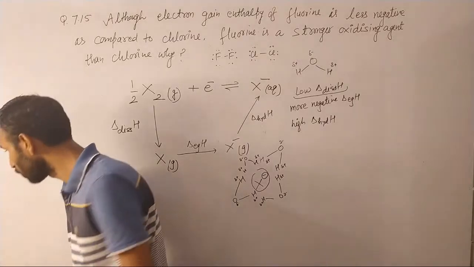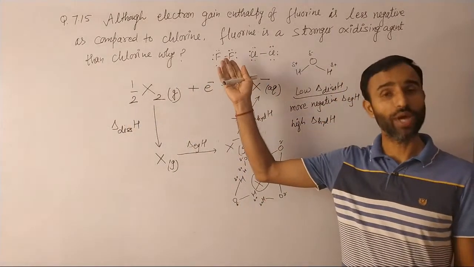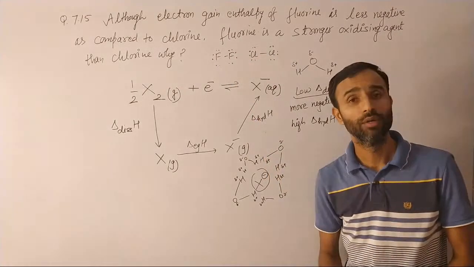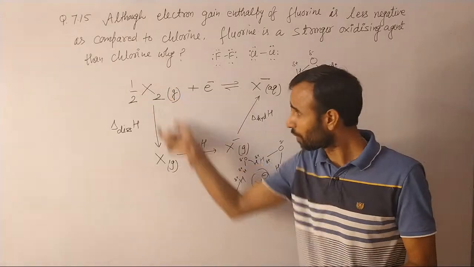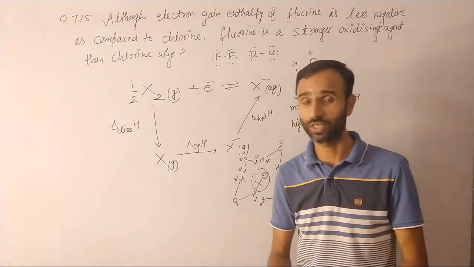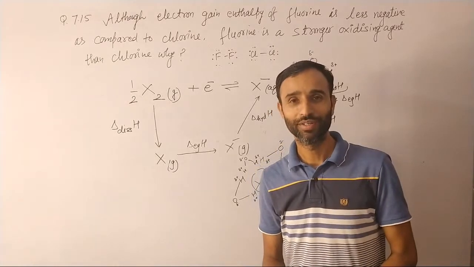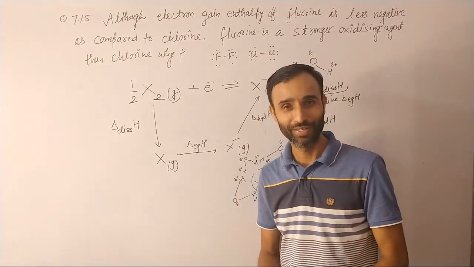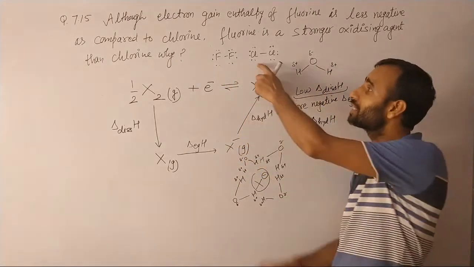Okay, thank you, Aditya Mohanty. Now tell me, out of F-F and Cl-Cl, which one has the low value of bond dissociation enthalpy? See, each part is a question in itself. This may be the question: why is the bond dissociation enthalpy of F2 less than that of chlorine? So I gave you the answer. F-F has low bond dissociation enthalpy than Cl-Cl.